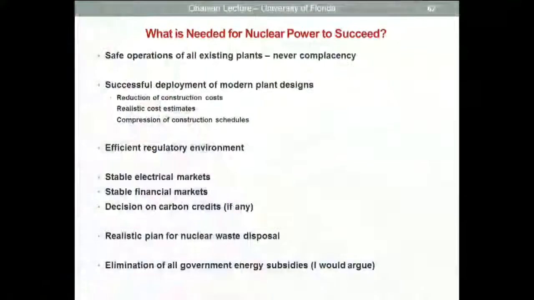I argue we need to eliminate all government subsidies for energy. Nuclear is subsidized, not a very big amount, but all of our competitors are also subsidized. And I think this makes for a very bad market situation. If we subsidize anything, we're not going to make the right financial decisions. We are going forward with something based on a political agenda in many cases. So I think we need to get rid of that.